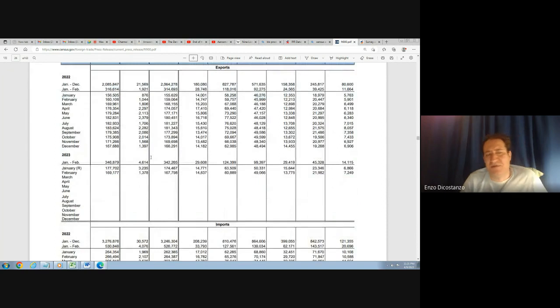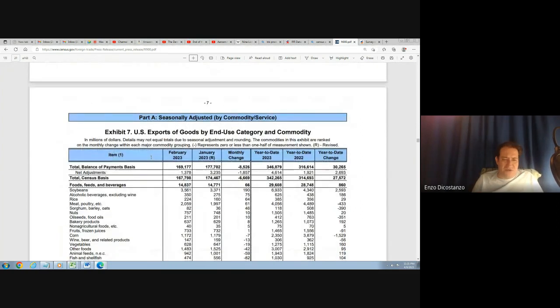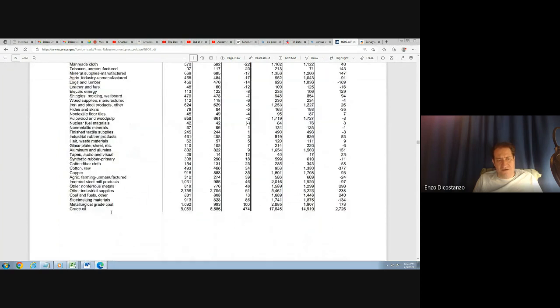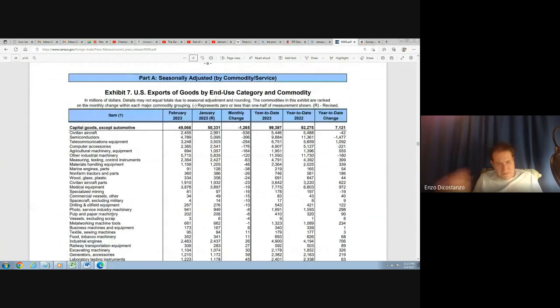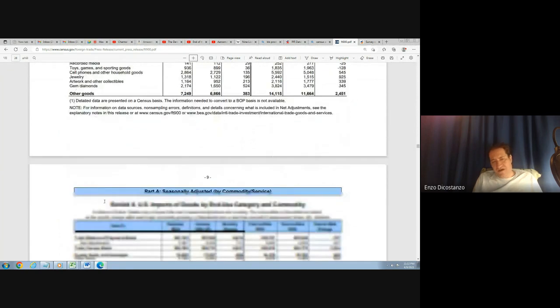But this is not something for someone just to flip through. If you're going to work with this, you want to know all 63 pages: why, what, how everything is computed, and then it really breaks it down. Food, total, foods, feeds, beverages, rice, meat, nuts, oilseed, bakery products, corn, fruit, vegetables, on and on and on. Natural gas, copper, leather, inorganic chemicals, plastics, civilian aircraft, probably cars, automotive parts, passenger cars, trucks, engines, body parts, chassis, tires, tubes, and it goes on.